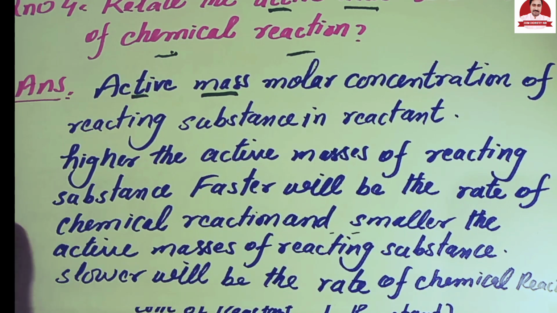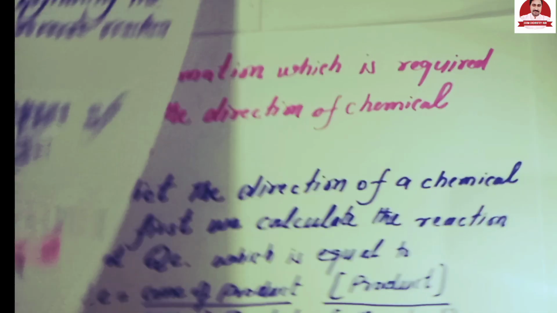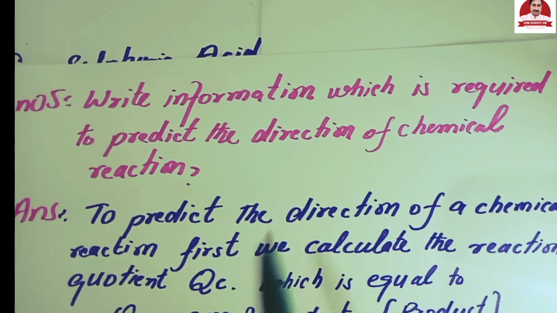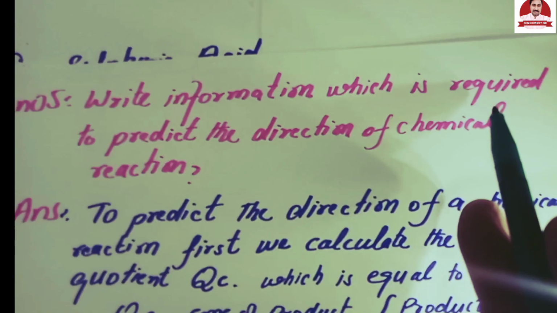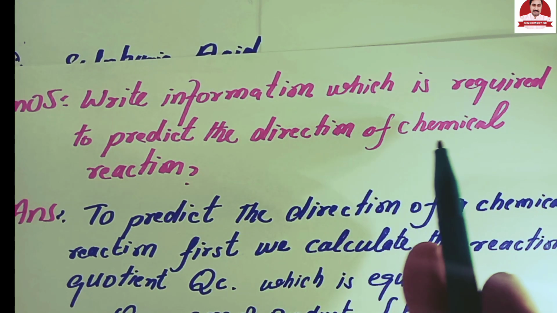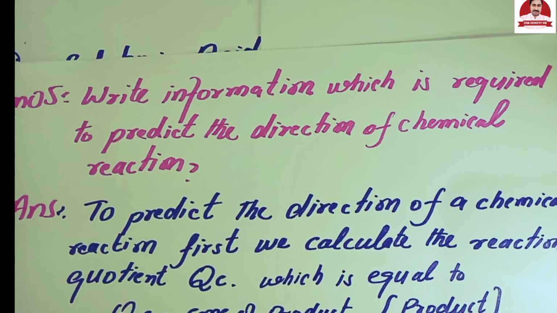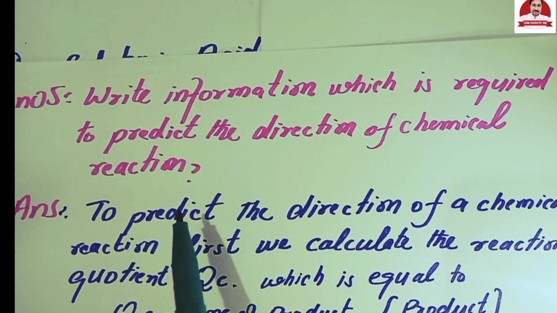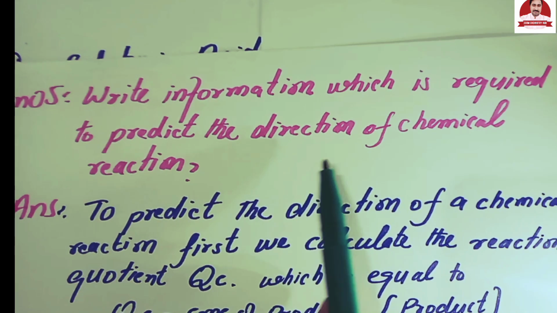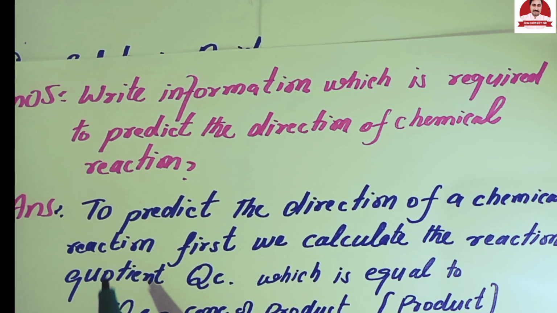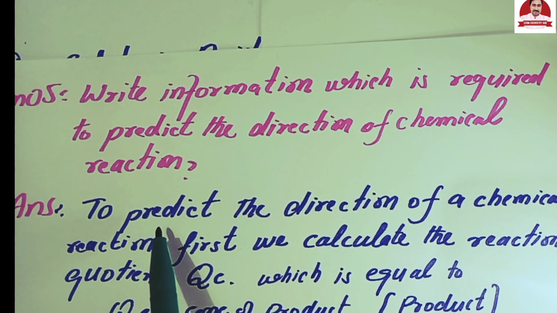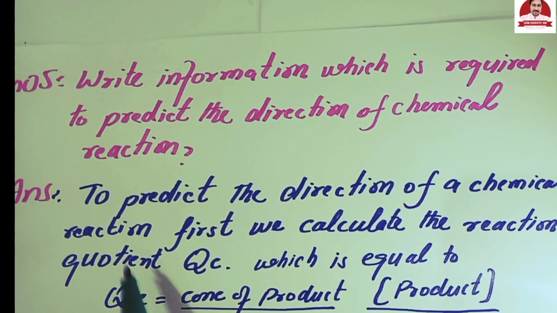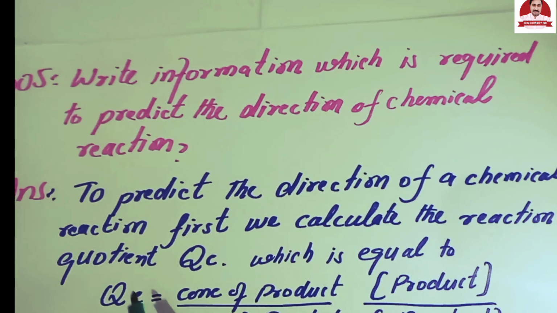Next question number 5. Write the information which is required to predict the direction of chemical reaction. So what is the information which is required to predict a direction of a chemical reaction? So the answer is, to predict the direction of a chemical reaction, first we calculate the reaction quotient.